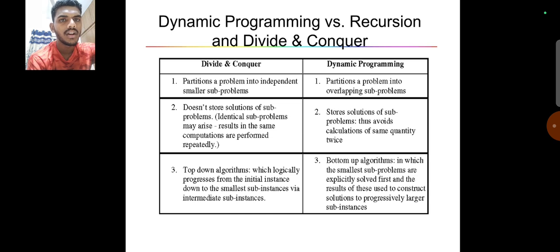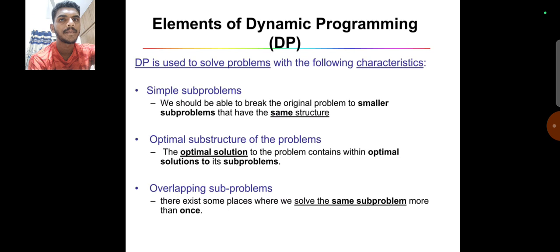Divide and conquer uses top-down algorithms, which logically progress from the initial instance down to the smallest subinstance via intermediate subinstances. Dynamic programming uses bottom-up algorithms, in which the smallest subproblems are explicitly solved first and the results of these are used to construct solutions to progressively larger subinstances.